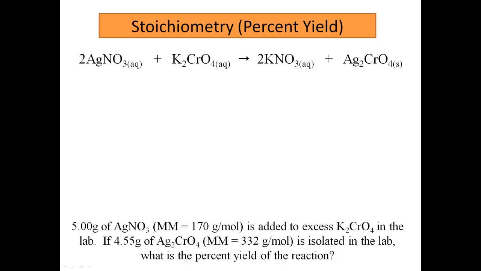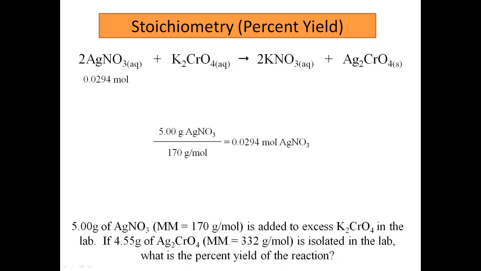Well, what we do is we start off with what we know. We have 5 grams of silver nitrate, and we are trying to find out how many grams of silver chromate we are supposed to theoretically make using the stoichiometry. So let's go ahead and do the math. Of course, what we do is we get those grams of silver nitrate into moles. So we do that by dividing by molar mass, and we find out there's 0.0294 moles of silver nitrate. Put that up there underneath the silver nitrate.